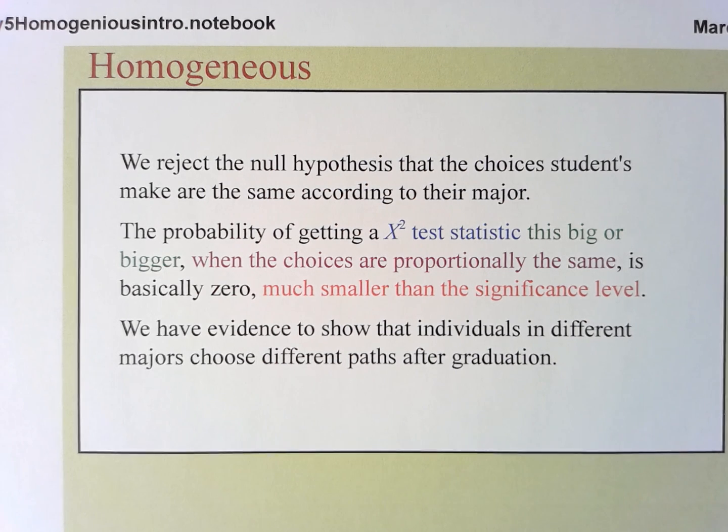The probability of getting a chi-squared test statistic this big or bigger when the choices are proportionally the same is basically 0, much smaller than the significance level. I just tried to do a fancy p-value argument. We have evidence to show that individuals in different majors choose different paths after graduation. There's a sign of a conclusion. And that's pretty much it for chi-squared.